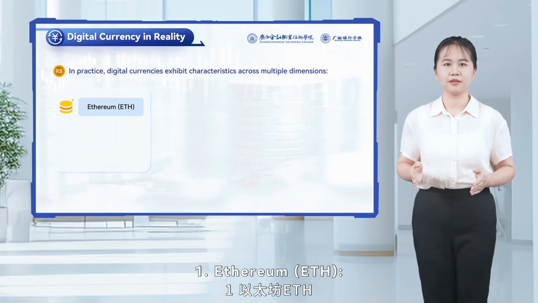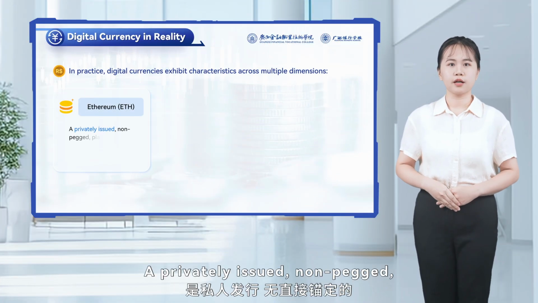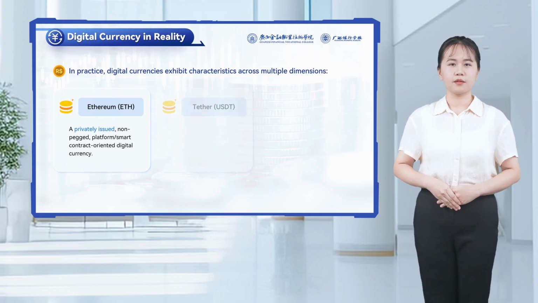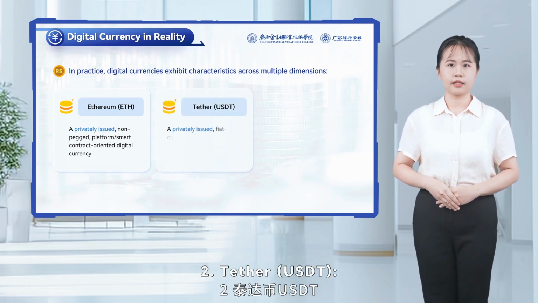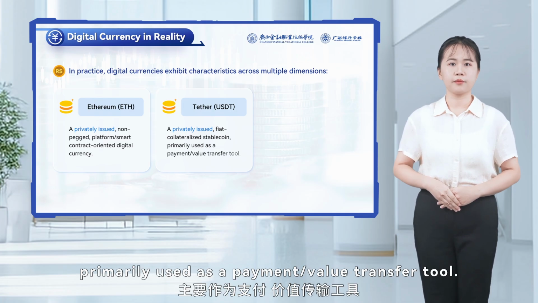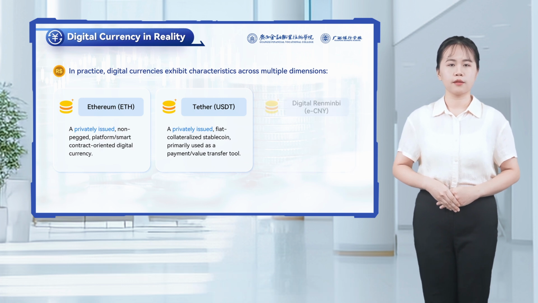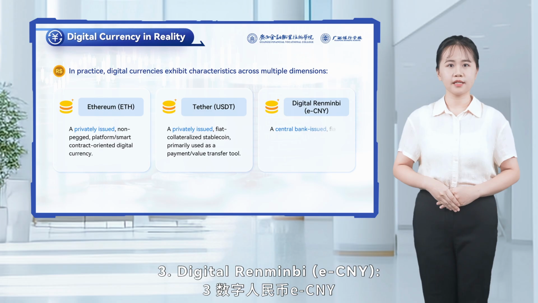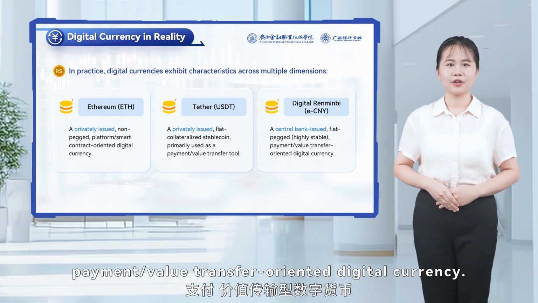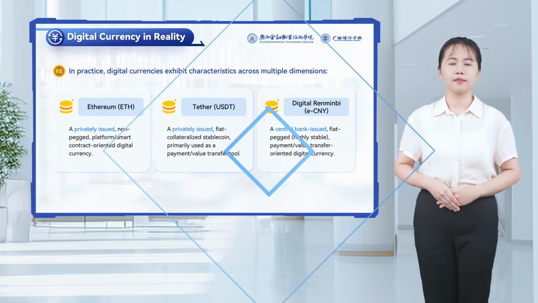1. Ethereum, ETH, a privately issued, non-pegged platform or smart contract-oriented digital currency. 2. Tether, USDT, a privately issued, fiat-collateralized stablecoin, primarily used as a payment or value transfer tool. 3. Digital renminbi, e-CNY, a central bank-issued, fiat-pegged, highly stable, payment or value transfer-oriented digital currency.